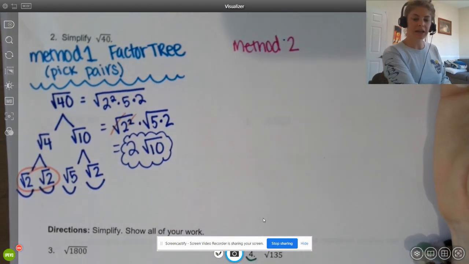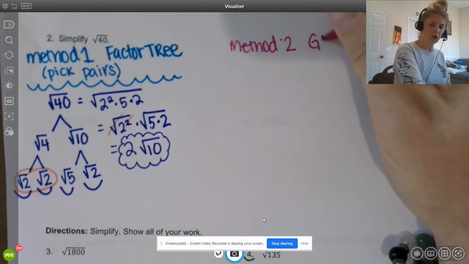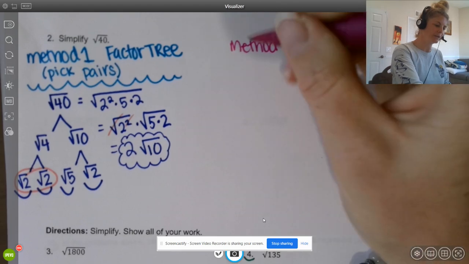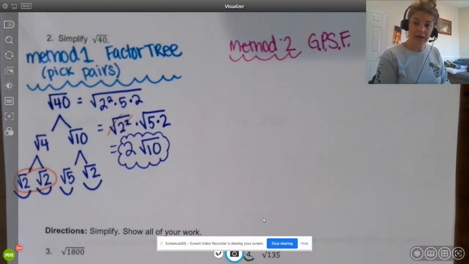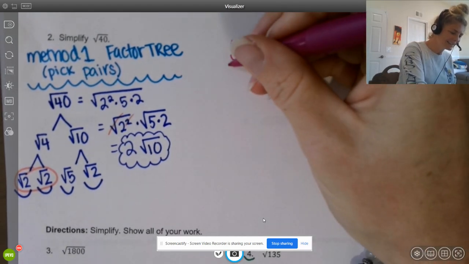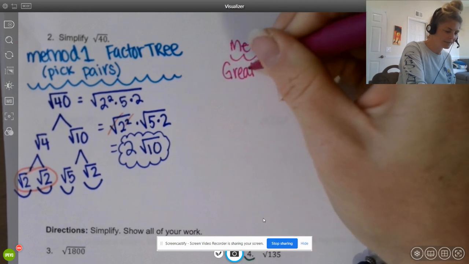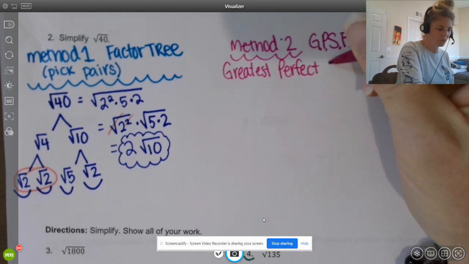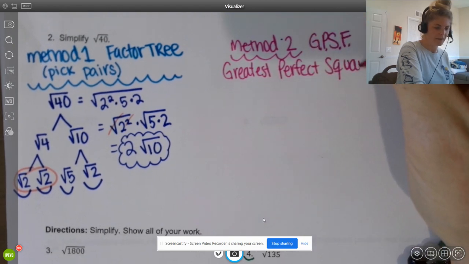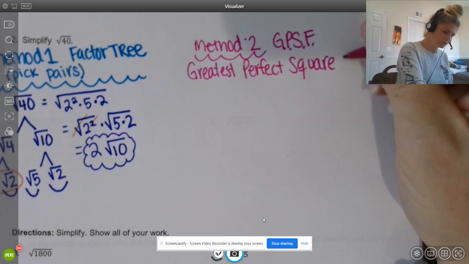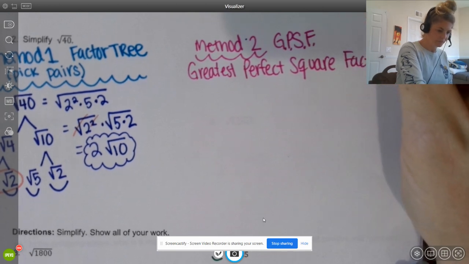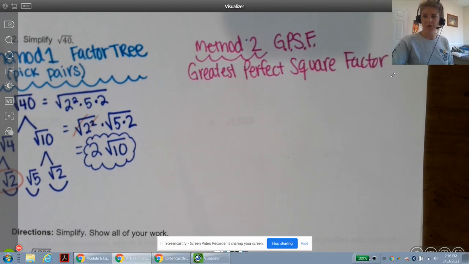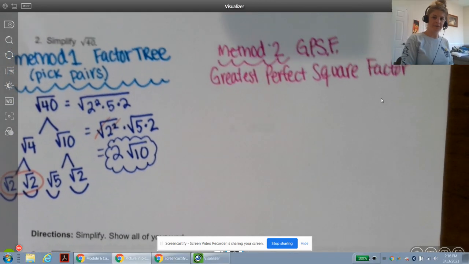Method 2 is the GPSF. You're like, what, Mrs. Barr? You totally made that up. Well, maybe I did, but it stands for the greatest perfect square factor. Nice. Cool. So greatest perfect square factor.